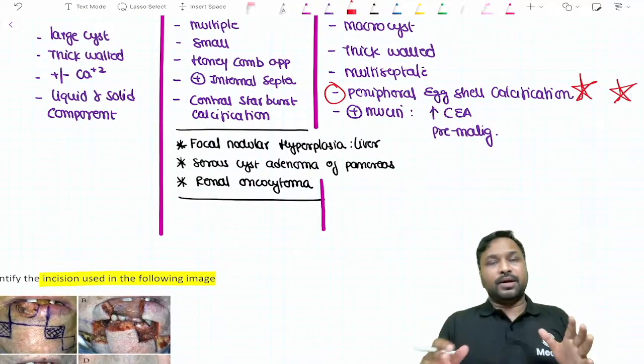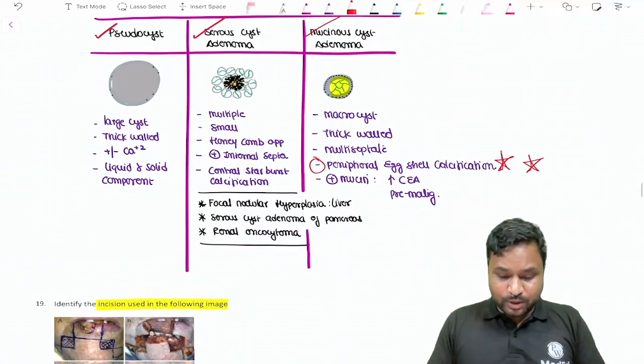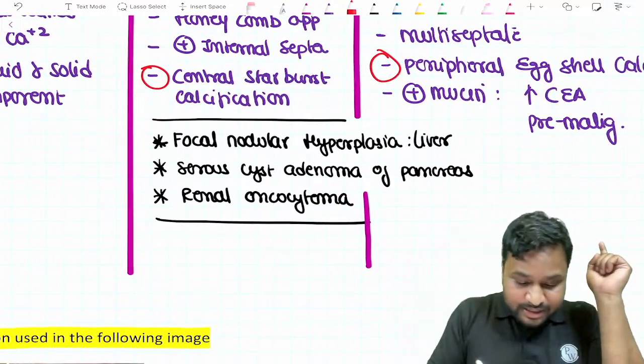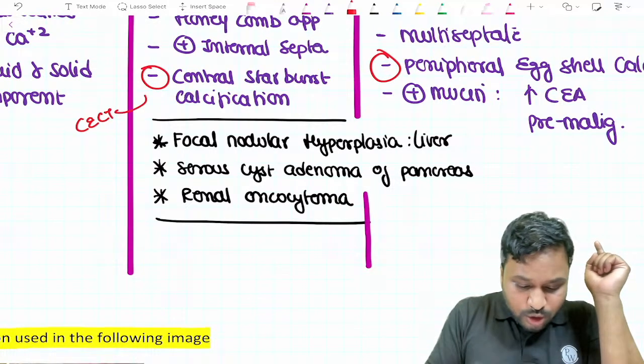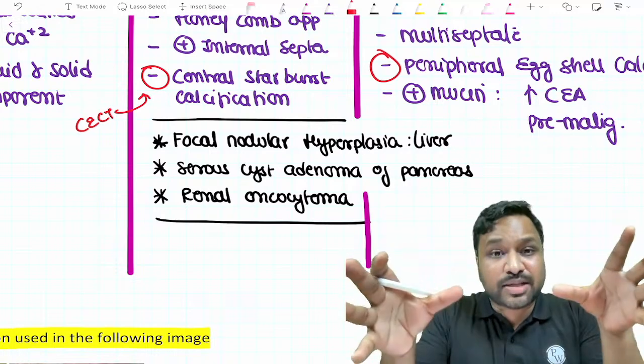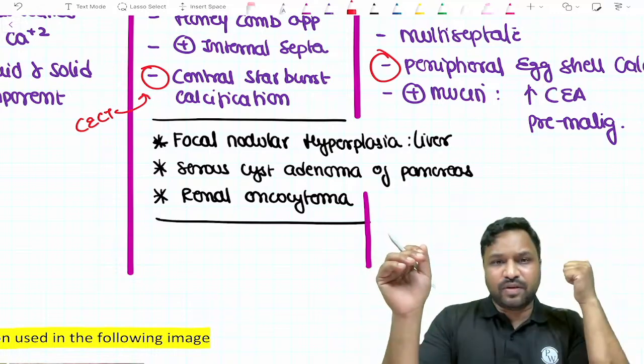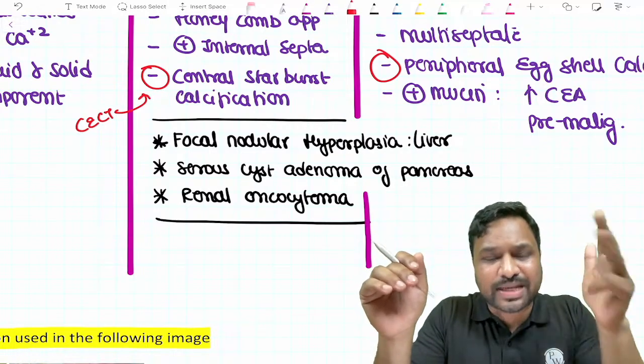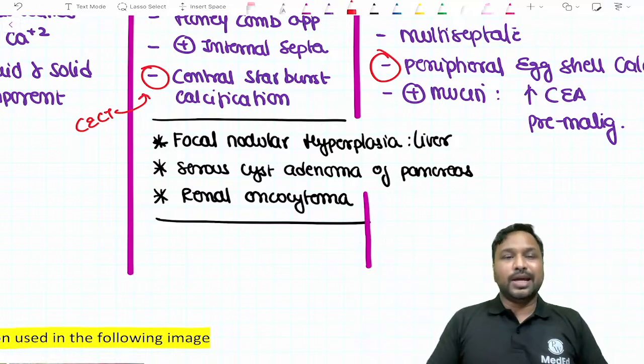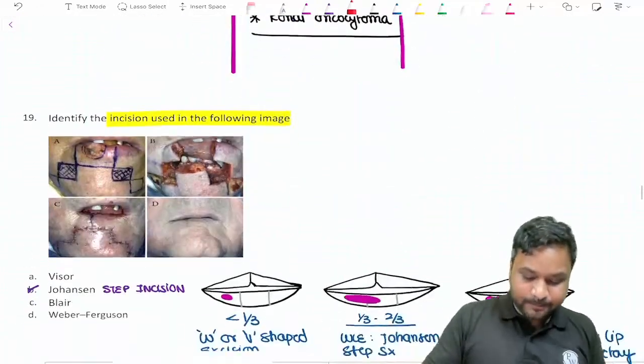Now, remember a very, very important concept with respect to serous adenomas, that is a central stellate scar. Where do you see it at other sites? This is usually seen in a contrast CT, right? So what are the other conditions where you will see a central stellate scar on a CT? Focal nodular hyperplasia of liver, serous adenoma of pancreas, and renal oncocytoma. These are the three conditions where you would see a central stellate scar.